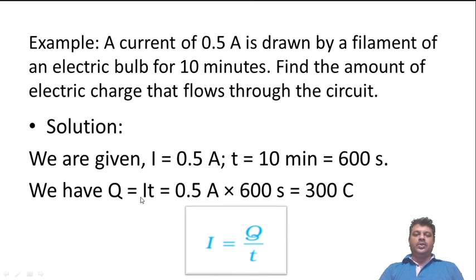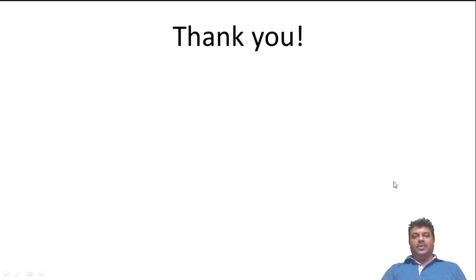So Q is equal to I times t. I is current, small t is time. So 0.5 amps times 600 seconds is 300 coulombs. So that will be the answer for this particular question.